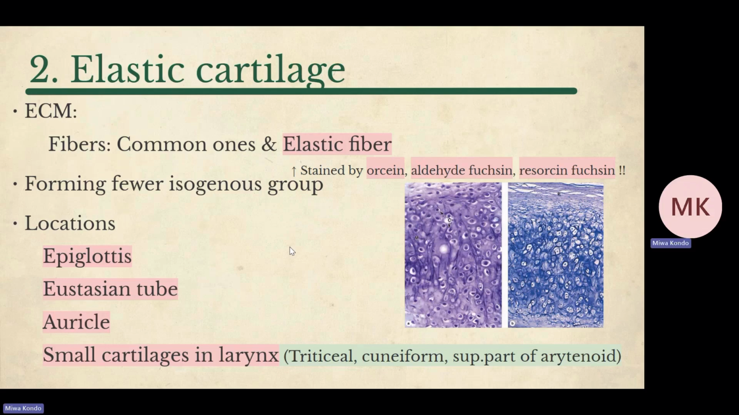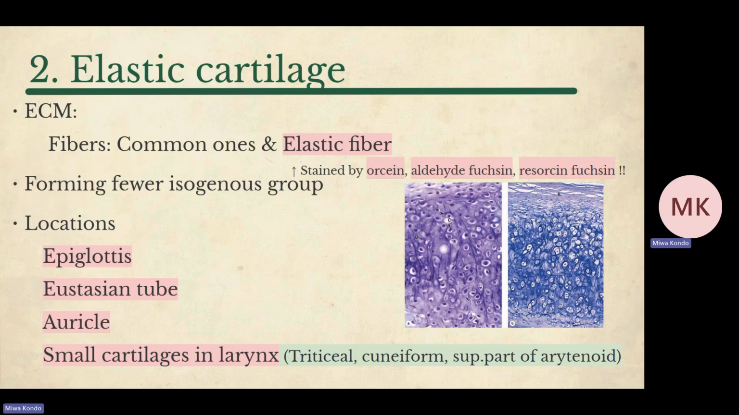Next, elastic cartilage. In elastic cartilage, the ECM contains elastic fibers in addition to the usual components. For a review, elastic fibers are stained by orcein, aldehyde fuchsin, and resorcin fuchsin. It does contain isogenous groups, but there are fewer of them compared to hyaline cartilage.